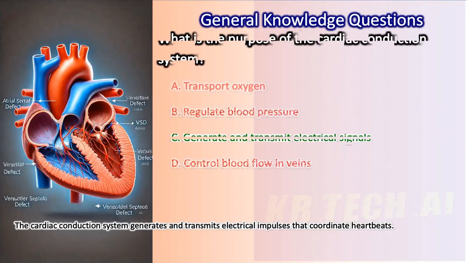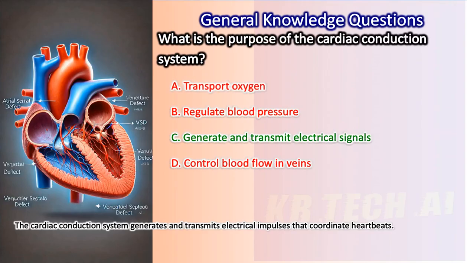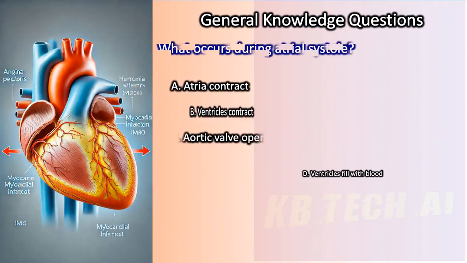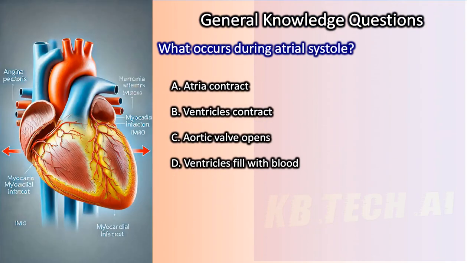The answer is Option 3. Generate and transmit electrical signals. What occurs during atrial systole? Option 1. Atria contract. Option 2. Ventricles contract. Option 3. Aortic valve opens. Option 4. Ventricles fill with blood.